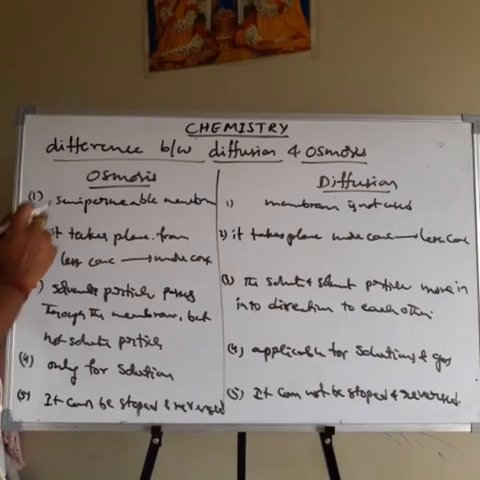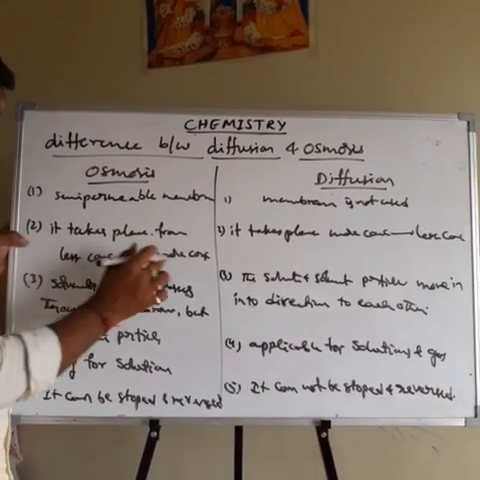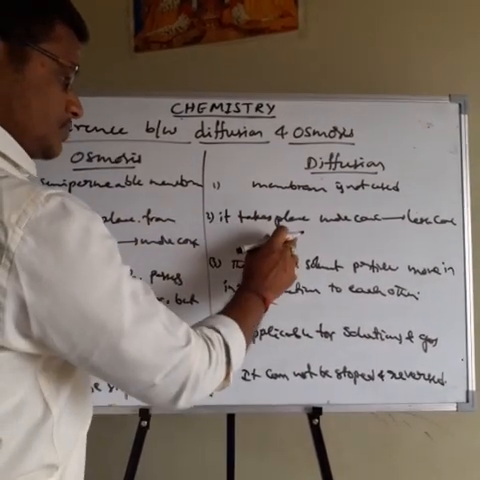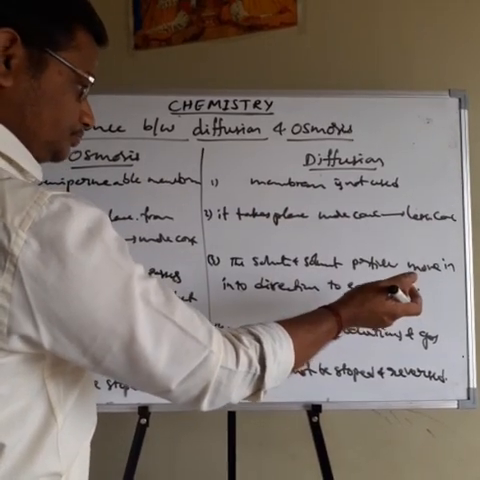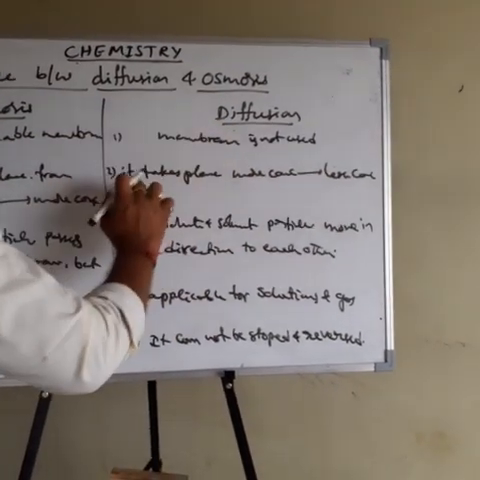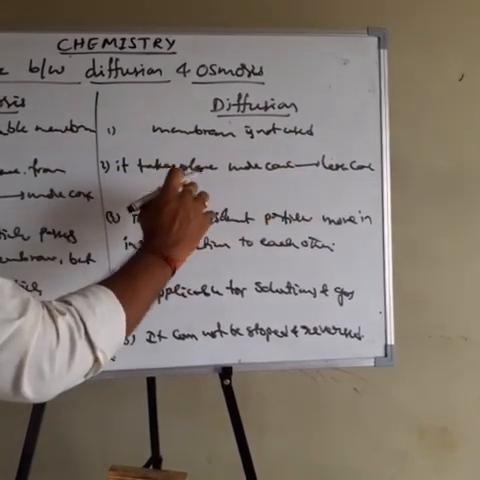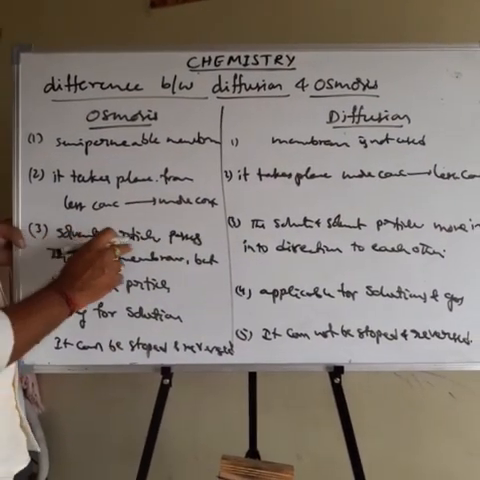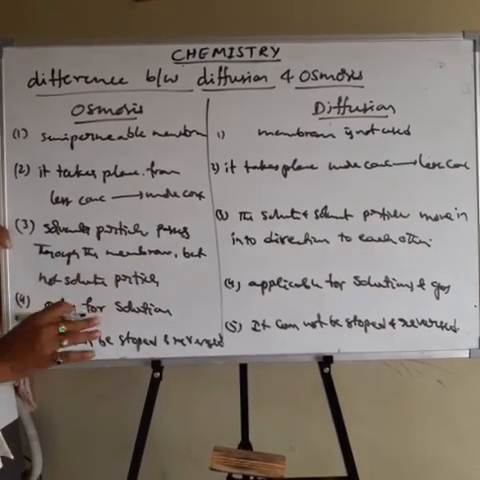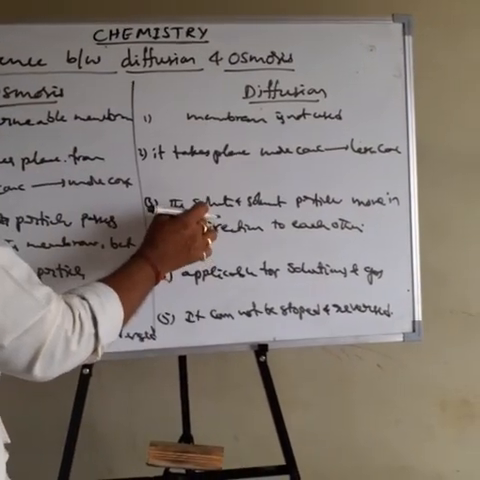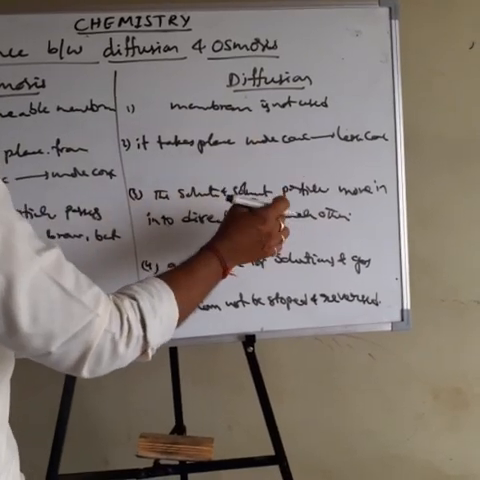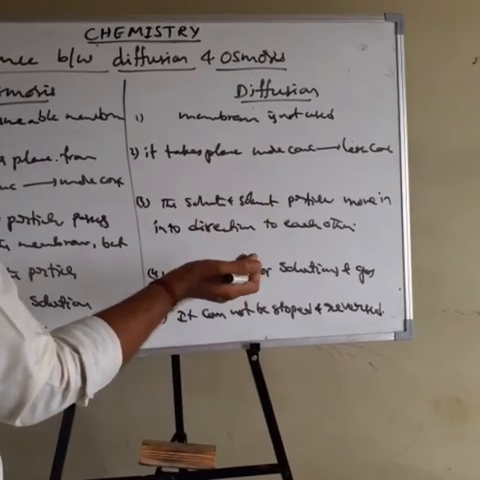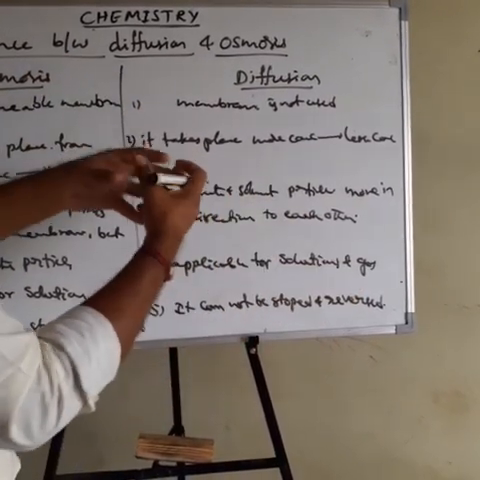Then the second point: osmosis is the flow of solvent particles from less concentration to more concentration. But diffusion takes place from more concentration to less concentration, with solute and solvent particles intermixing. Next, the third one: in osmosis, solvent particles pass through the membrane but not solute particles. But in diffusion, no membrane is used. That's why solute and solvent particles move in the direction of each other. There is no semi-permeable membrane dividing the solute and solvent.